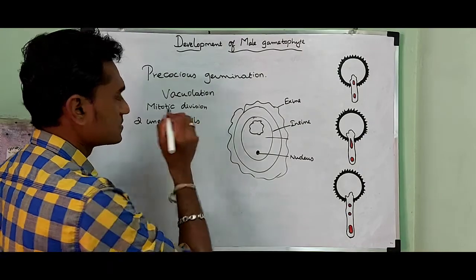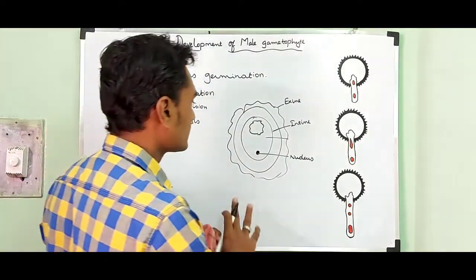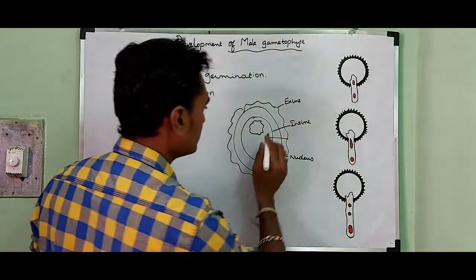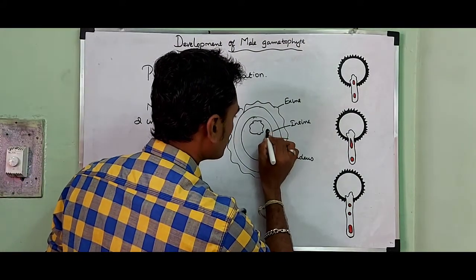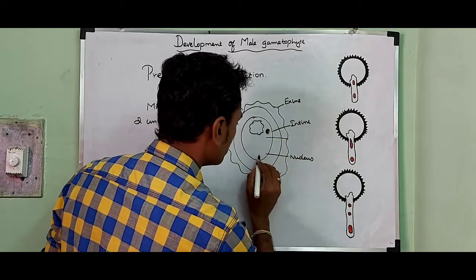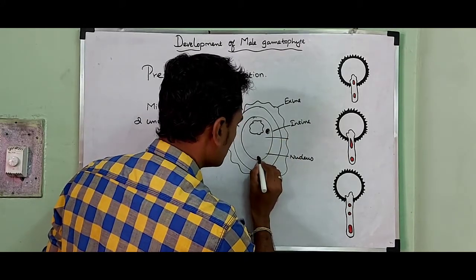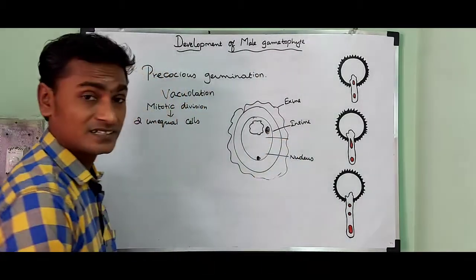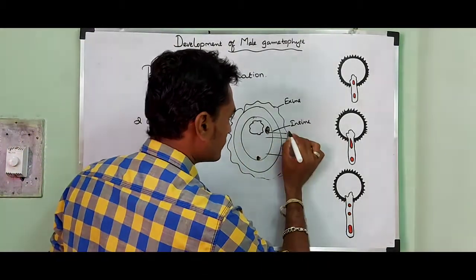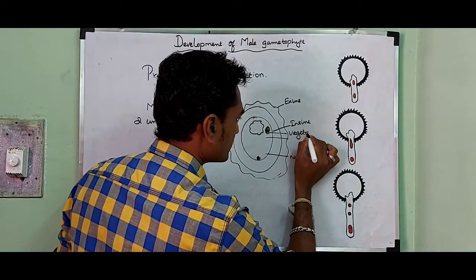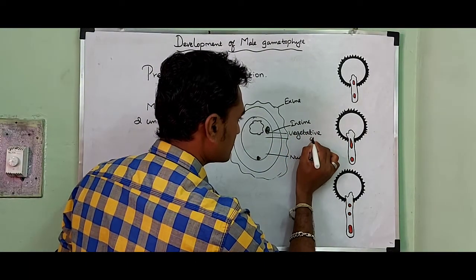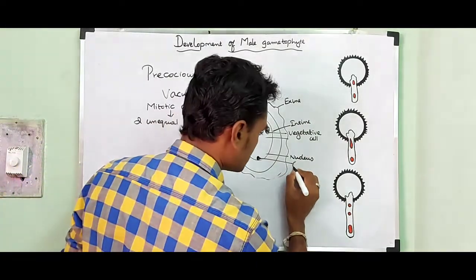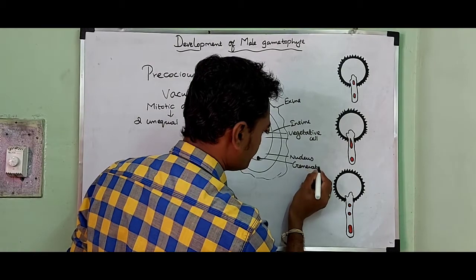So what happens? This nucleus divides into two unequal cells, okay? The large cell is known as vegetative cell. The smaller cell is known as generative cell.